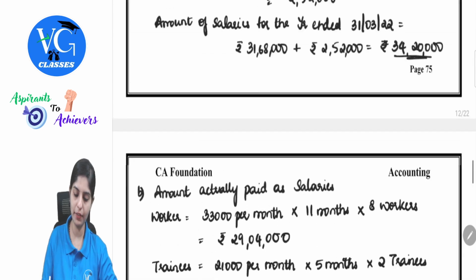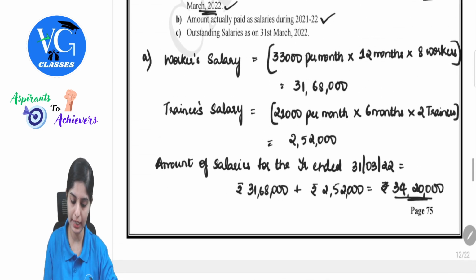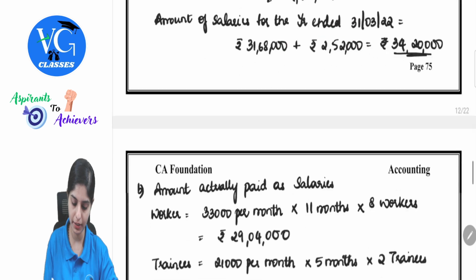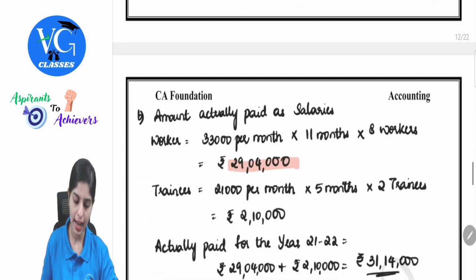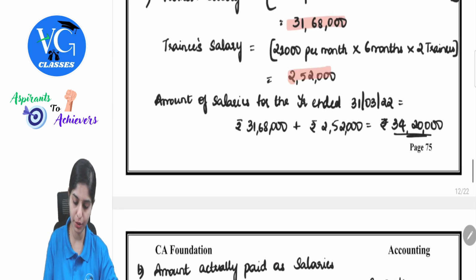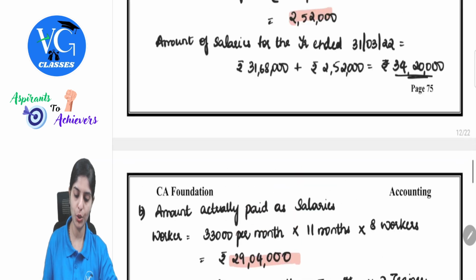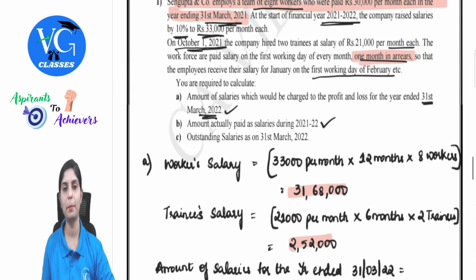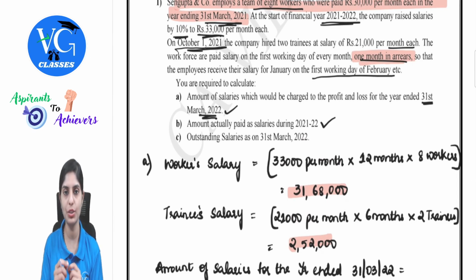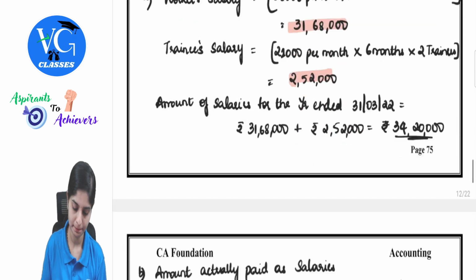Now if you want to give individual breakup, you can also do it likewise. 31 lakh 68 minus 29 lakh 4. And then for trainees, 2 lakh 52 minus 2 lakh 10. Clear with this? Yes. This question was just to make you comfortable with respect to the treatment of current year expense, that is expense outstanding and accrual.